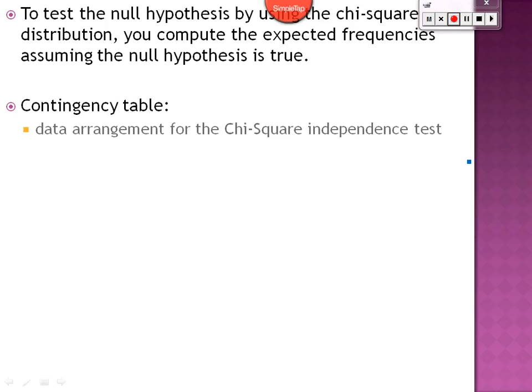A contingency table is a data arrangement for the chi-square independence test. You have R rows and you have C columns, designated as R by C. So a lot like if you worked with matrices before, some of you might have worked with them in Algebra 2. I don't know if everybody did or not. Some of you might not have ever worked with matrices before, and that's okay. Don't panic if you haven't.